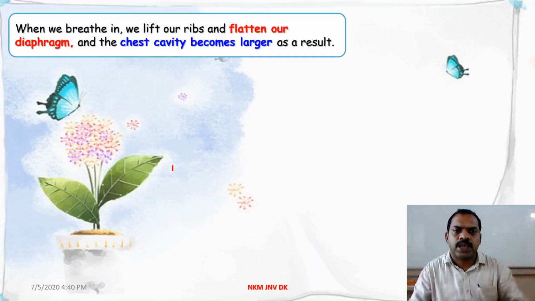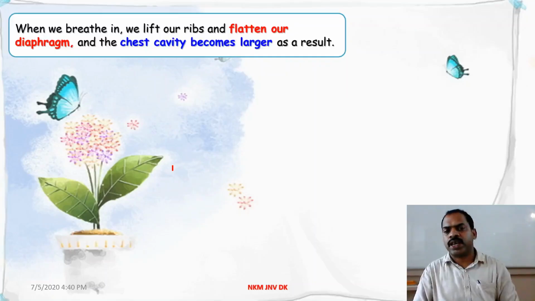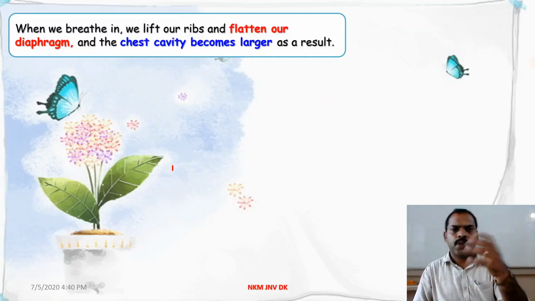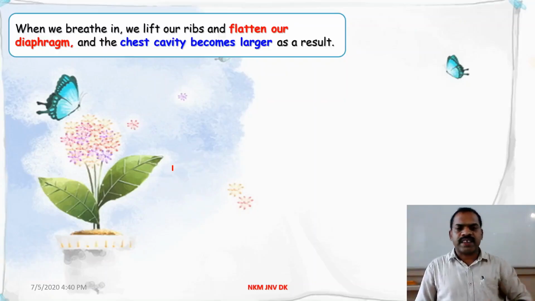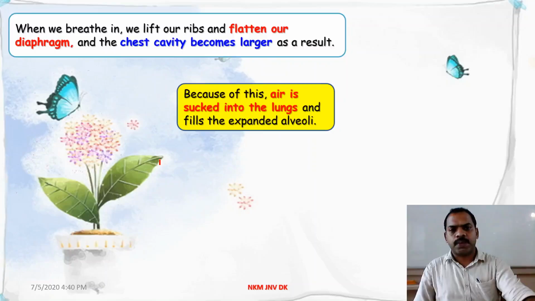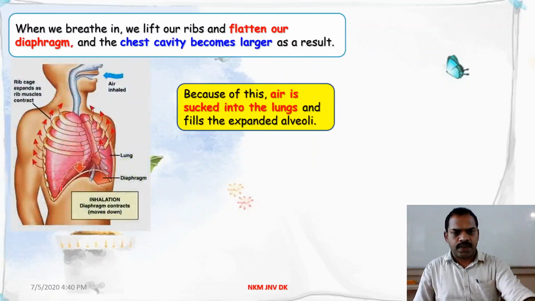So what is the mechanism? How does it happen? It's not complicated; it's a very simple one. It happens with the help of ribs and the diaphragm. So where is the diaphragm? The diaphragm is below our lungs. You can see here, the diaphragm is a muscle that separates the upper cavity from the lower cavity, the thoracic cavity from the abdominal cavity.